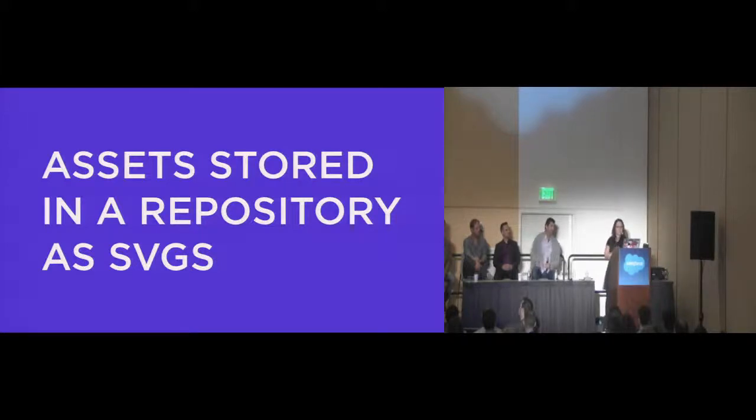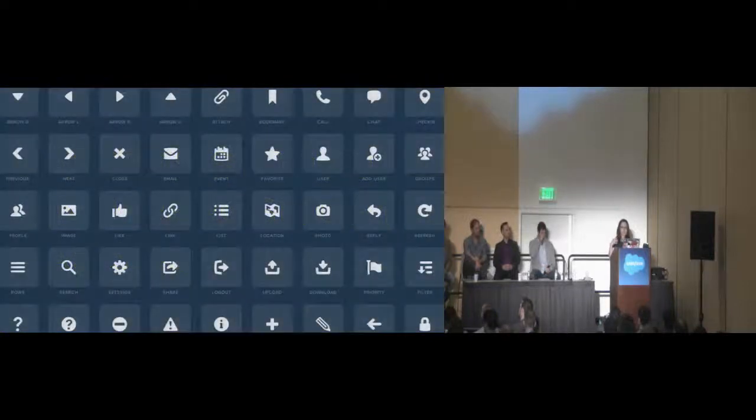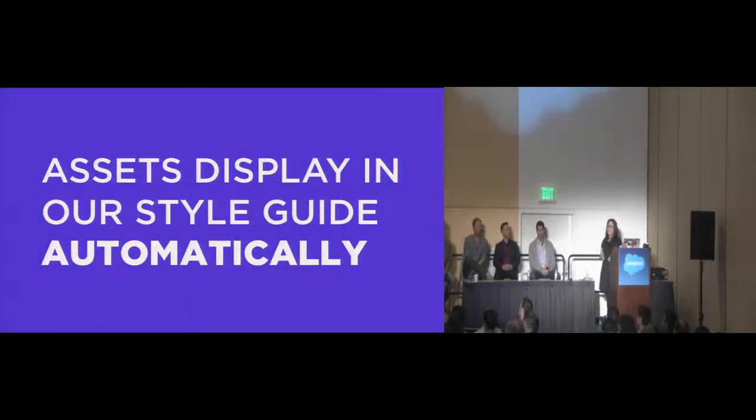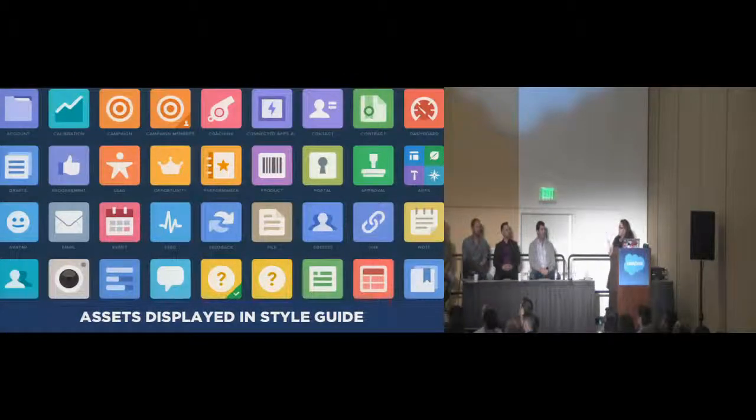So our system also covers assets. We have a lot of assets, a lot of icons, and of course different platforms take these assets in a different way. So we store all our assets in a repository in an SVG format. And one of the cool things we've done is we actually have these assets displaying in our style guide automatically. It's also really helpful for distributing assets internally. So here's an example of the style guide with some of our assets.